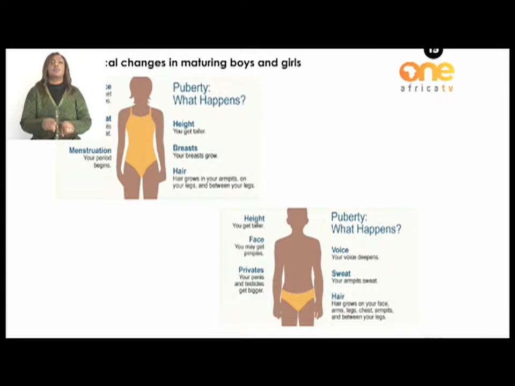Now, let's look at puberty for boys. What happens to boys during puberty? Height, they also get taller, just like girls. Face, you may get pimples. And in addition to pimples, boys will also start developing facial hair. Private, your penis and testicles get bigger. Voice, your voice deepens or becomes deeper. Sweat, your armpits will sweat or sweat increases. Hair will grow on your face, as I said earlier, on your arms, legs, chest, and between your legs or on your private parts.